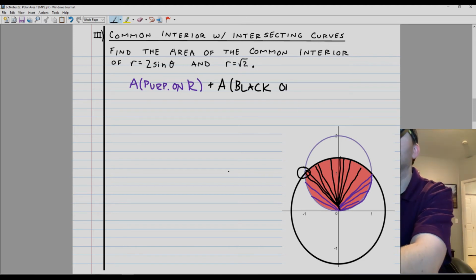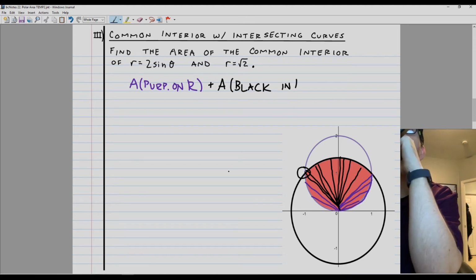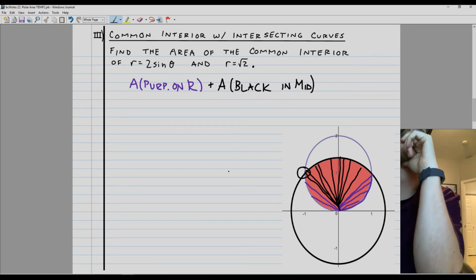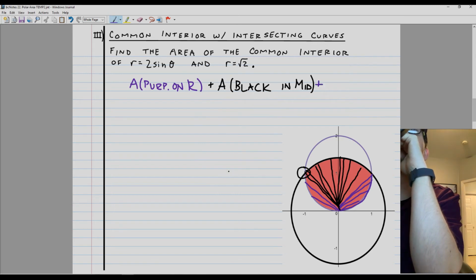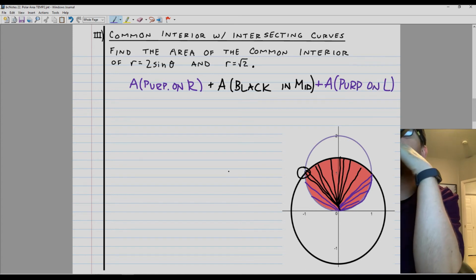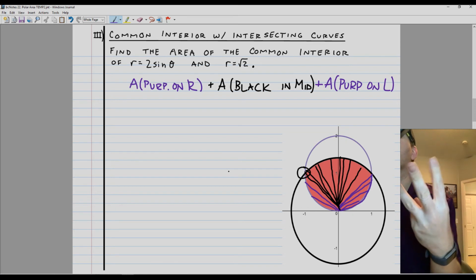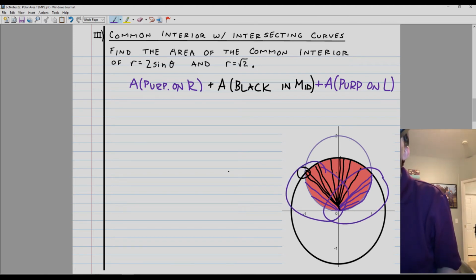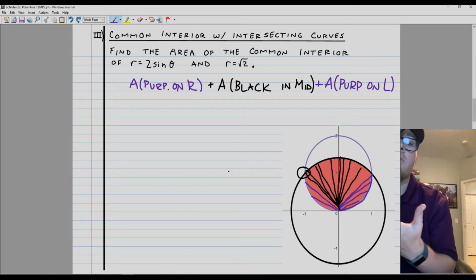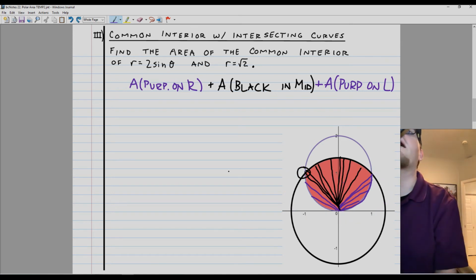Black in middle, let's get this right, in middle, and then third, we're going to have the area of the purple on the left. So basically what we have to think about here is that we have three separate integrals that we've got to actually hit. We've got to hit the purple one, then the black one, then the purple one. Although I will point out that it looks to me like this region and this region are both going to be symmetrical. It looks like they have the same area, so we're probably going to be able to use some symmetry there. We'll play it safe at the beginning, but let's just keep that in mind.